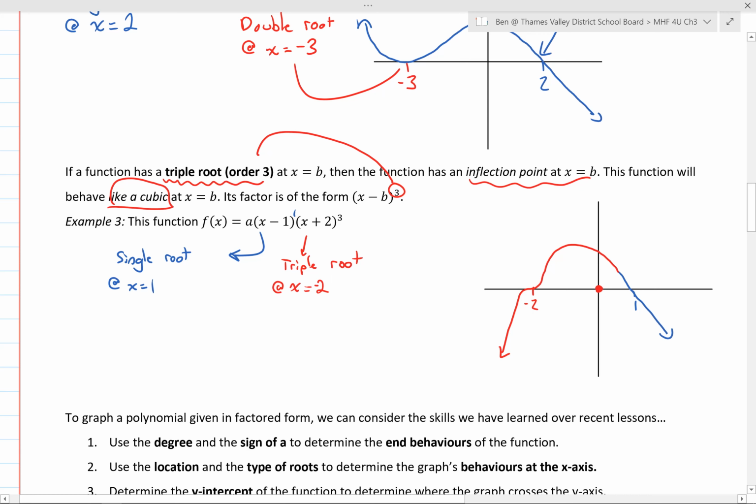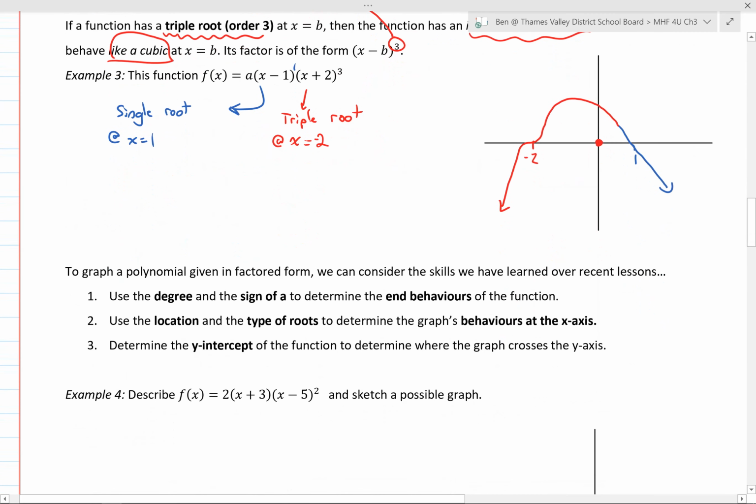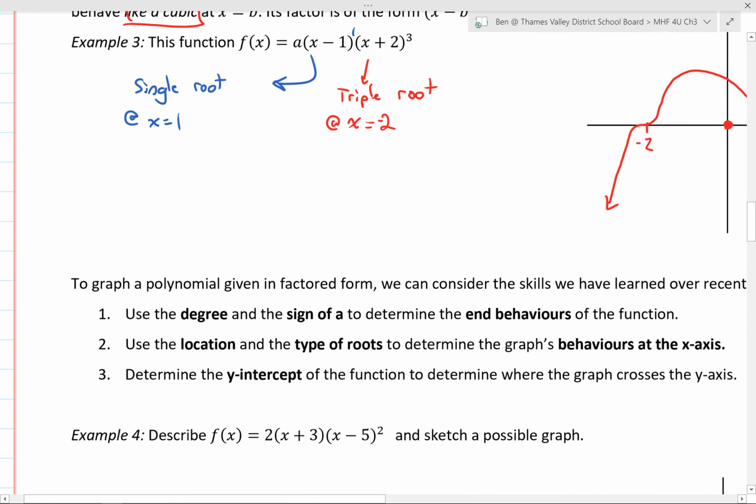So I'm hoping now, if you're back, that you are feeling nice and ready to absorb and put it together here. So we can graph a polynomial function from factored form using the skills that we have recently learned. So we already know from section 3.2, and if you're uncomfortable with this first step, I want you to practice 3.2 a little bit more. We know from 3.2, we can use the degree and the sign of a, our stretch or compression factor, to determine the end behaviors of the function, right?